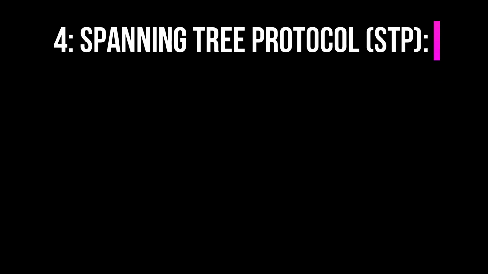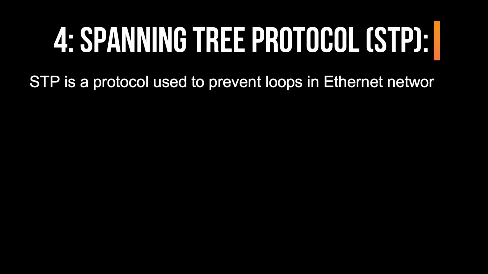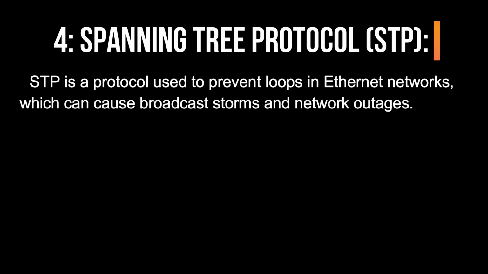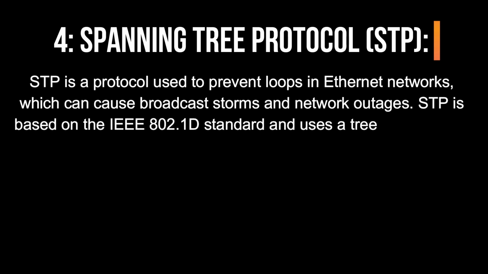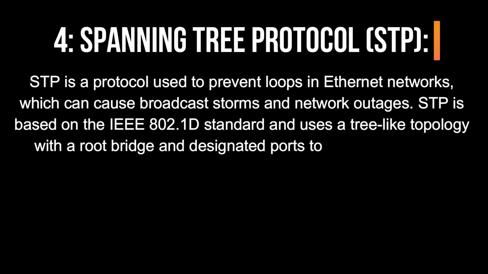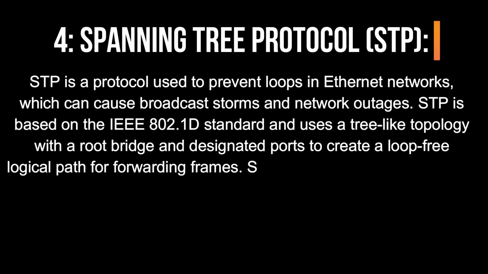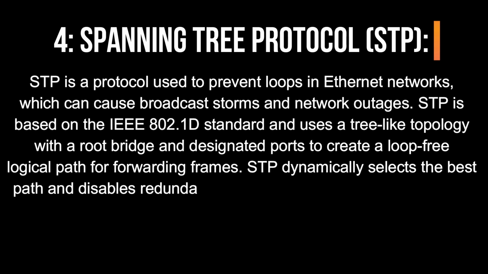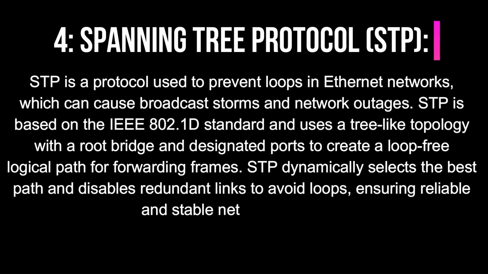4. Spanning Tree Protocol, STP. STP is a protocol used to prevent loops in Ethernet networks, which can cause broadcast storms and network outages. STP is based on the IEEE 802.1D standard and uses a tree-like topology with a root bridge and designated ports to create a loop-free logical path for forwarding frames. STP dynamically selects the best path and disables redundant links to avoid loops, ensuring reliable and stable network operation.